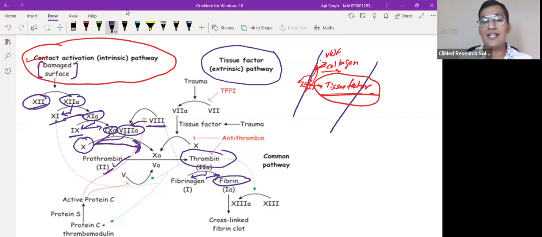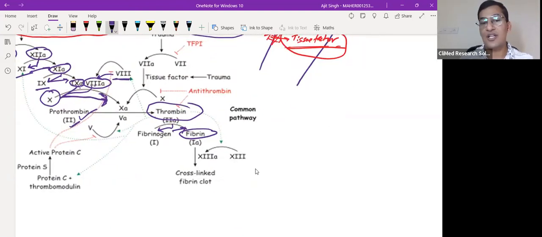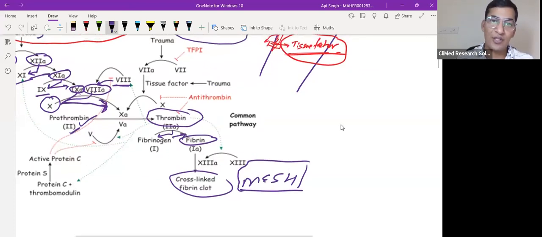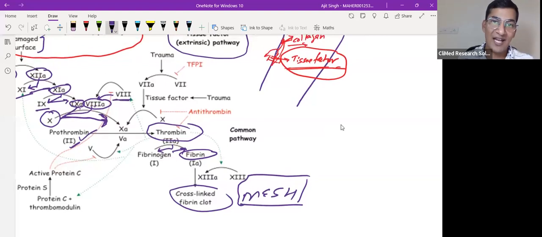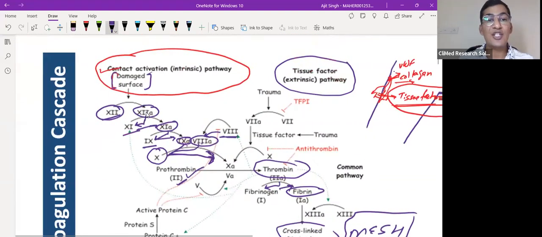And fibrin is nothing but your fibrin cross-linked clot, which makes the mass around the platelets and other factors and makes the plaque strong. Okay, now this is just the intrinsic pathway.